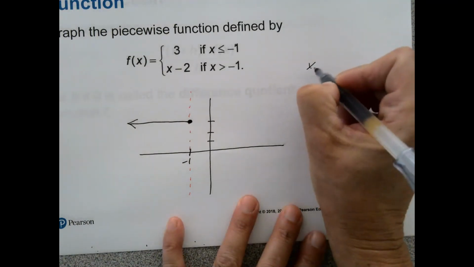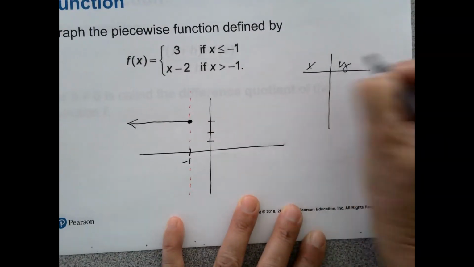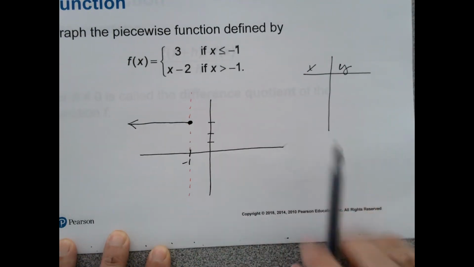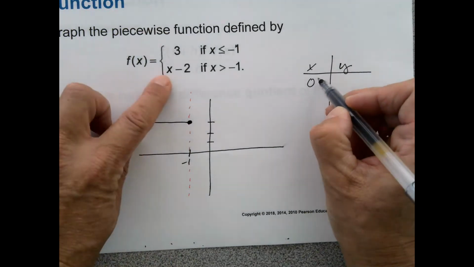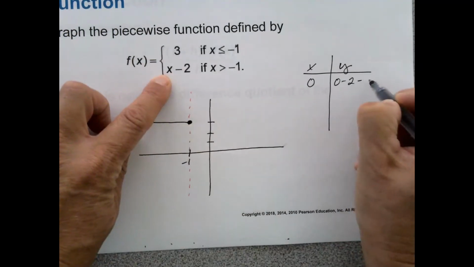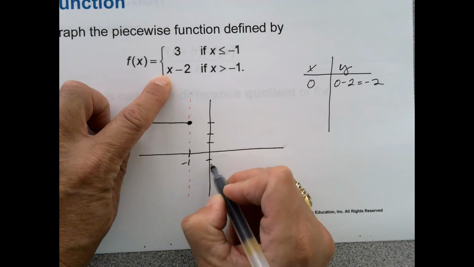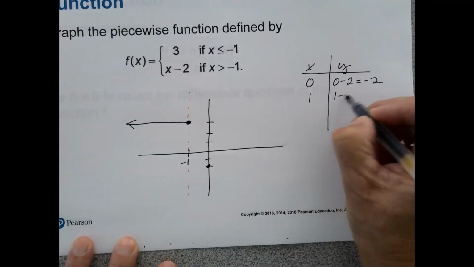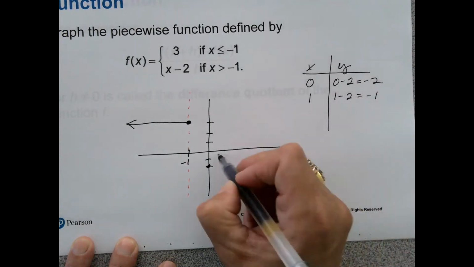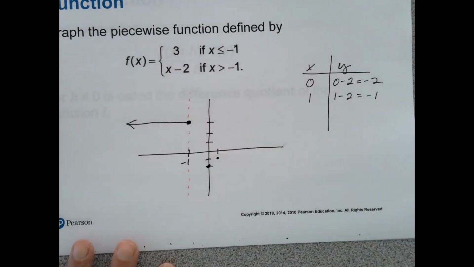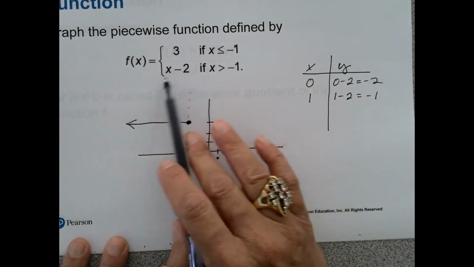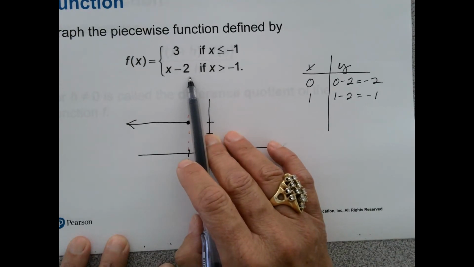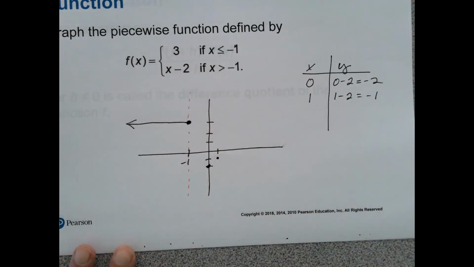So if you need to, make a little t-chart. But we're only going to plug in values on the right side of -1. Let's say 0. If I plug in 0, I'll get 0 minus 2, which is a -2. If I plug in a 1, I'll get 1 minus 2, which is a -1. So plotting that. If you recognize this is an mx plus b type function, that should tell you that your graph will be a line, y equals mx plus b. So I'm going to graph that.